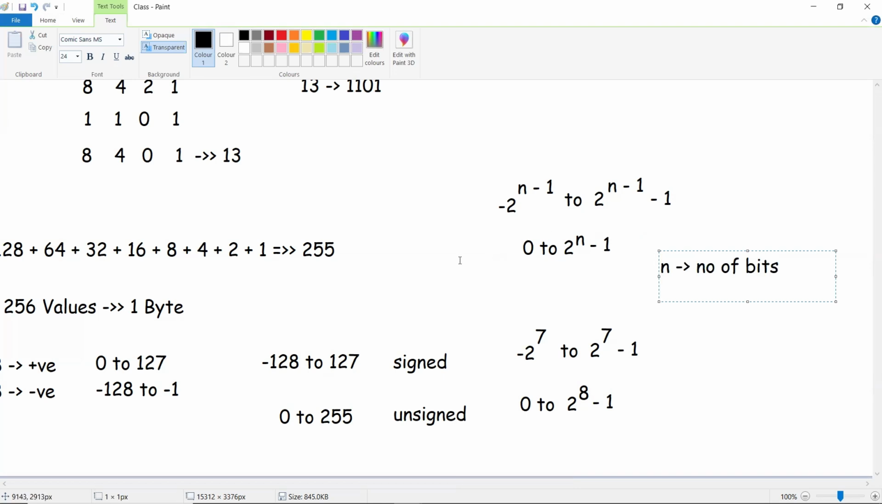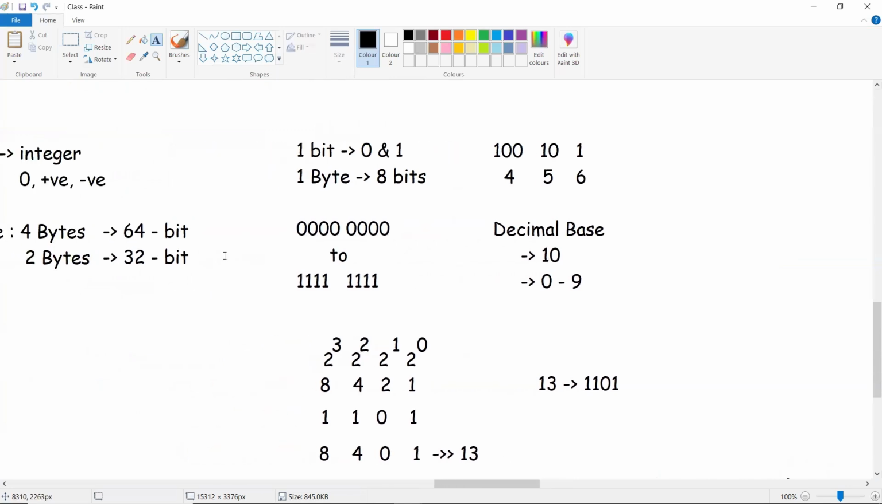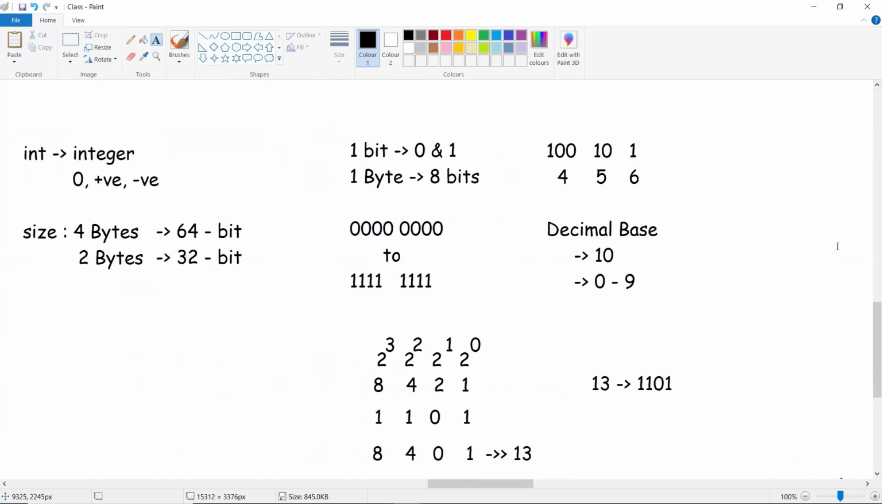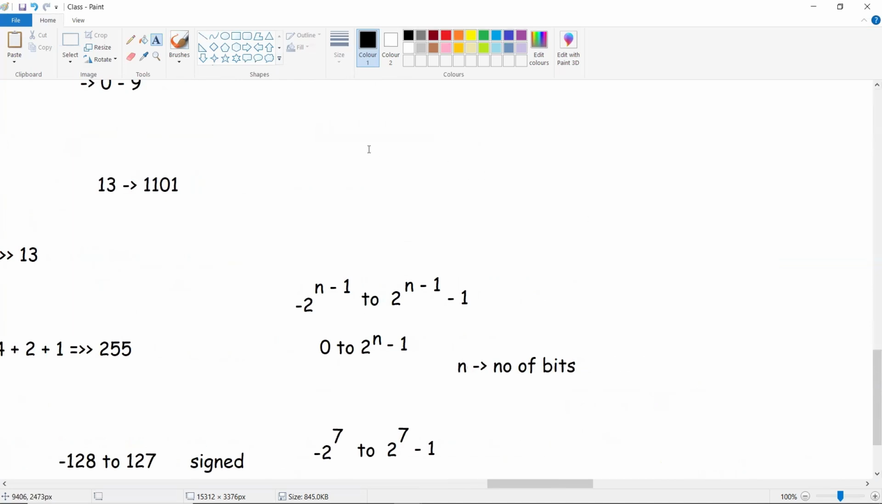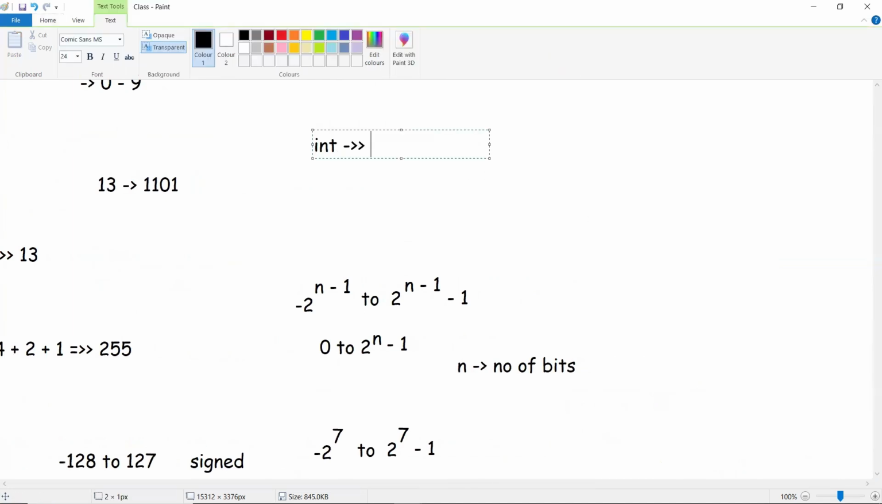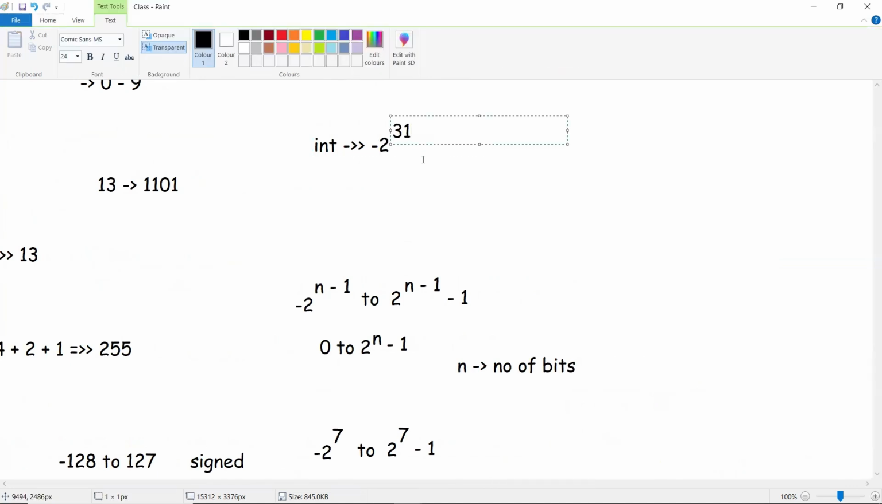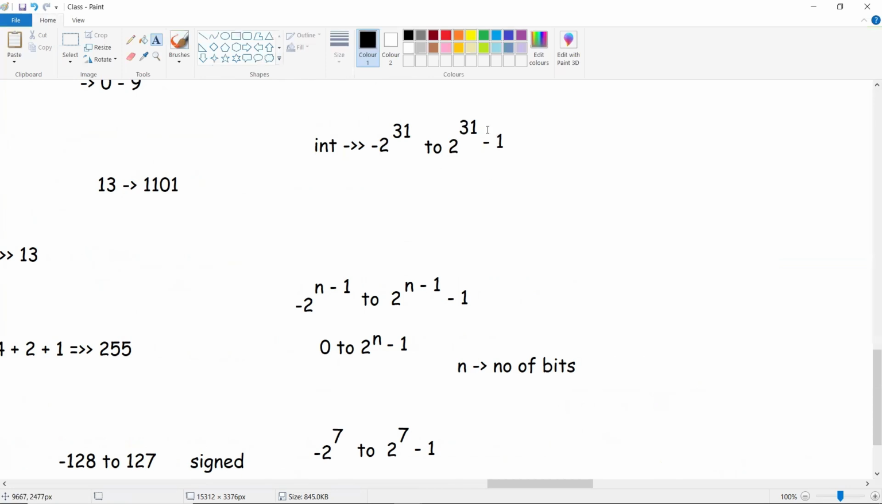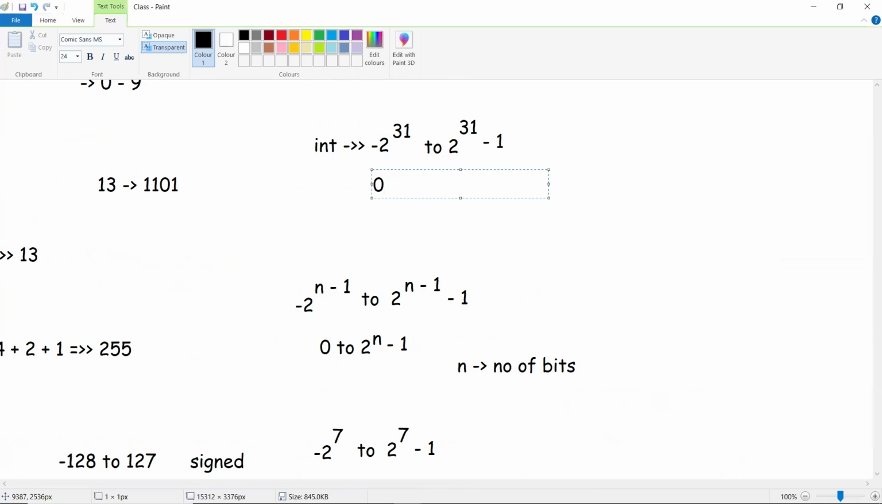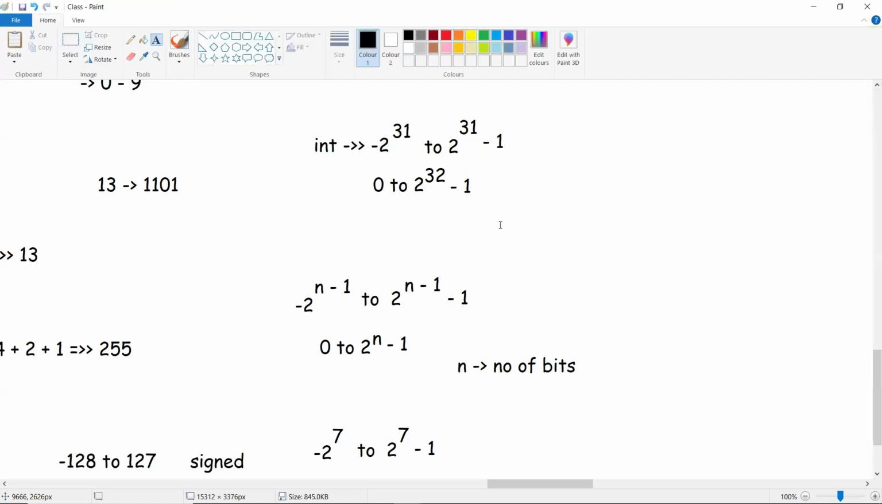But now when you say integer, the integer size is 4 bytes. Means now we can generalize and say for integer, if it is positive as well as negative, you can say minus 2 power 31 till 2 power 31 minus 1. So this is the lowest value and this is the highest value if you consider signed. But if I consider only unsigned, means only positive values, you go 0 to 2 power 32 minus 1. So this is the range. So this is what integer is about.